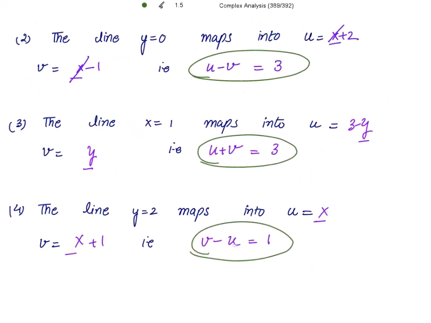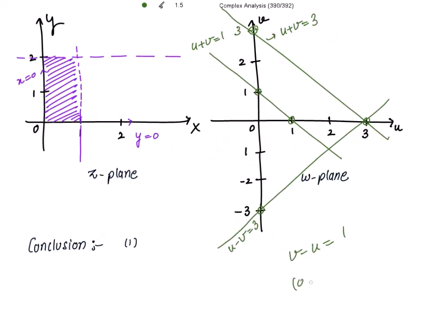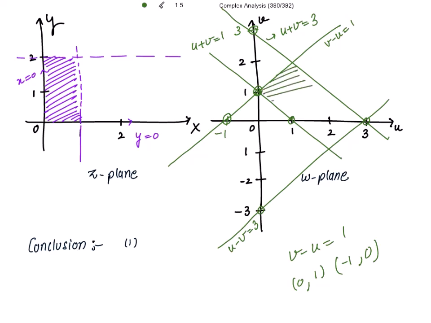And then v minus u equal to 1. When u is 0, we get v to be 1. When v is 0, we get u to be minus 1. 0, 1, that is this point. And minus 1, 0. This is negative 1, okay. This point. So extending this line, we are getting this line to be v minus u equal to 1. So this is the required region in the W plane.